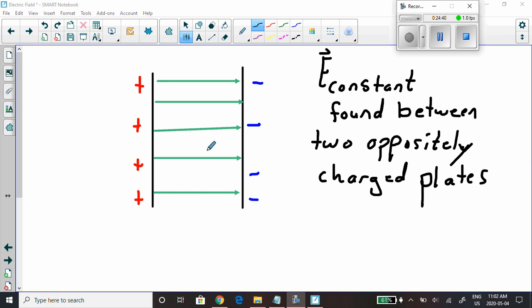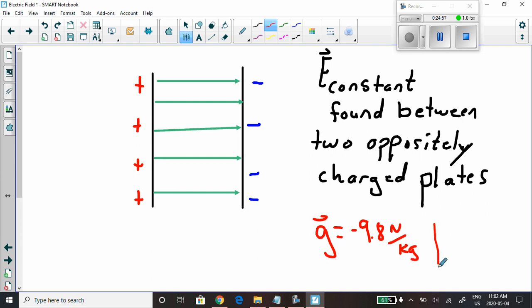The next thing I want to show you is how we could possibly create a constant electric field. Because we have run into constant gravitational fields, remember? Negative 9.8 newtons per kilogram, straight down. This is the gravitational field near the surface of the Earth, and it is most definitely a constant field. It doesn't vary.